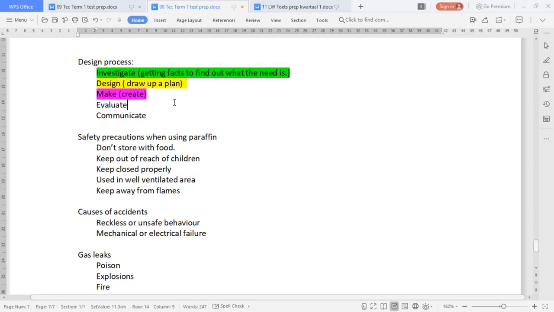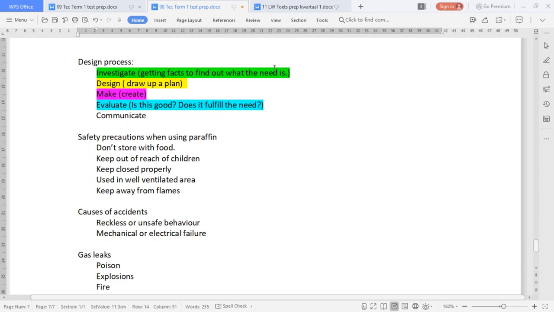But we're not done yet. We first have to evaluate. We have to see, is this good? You don't want to make something for a client and then it turns out it's not what they wanted. So you say, is this good? Does it fulfill the need? Because there's no point in making something if it doesn't fulfill the need that was there in the first place.